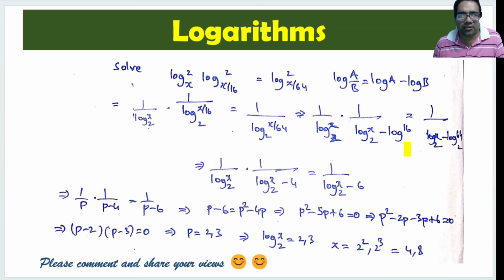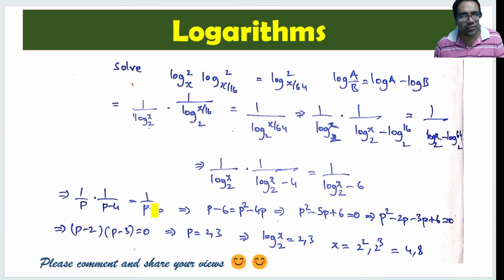Log 16 to the base 2 is actually equal to 4 because 2 power 4 is 16. Similarly, 2 power 6 is 64. So this term will become 6, this term will become 4. Let us again simplify: 1 by log x to the base 2 times 1 by log x to the base 2 minus 4 equals 1 by log x to the base 2 minus 6. Now let's assume log x to the base 2 is p, just for simplification. So 1 by p times 1 by p minus 4 equals 1 by p minus 6.